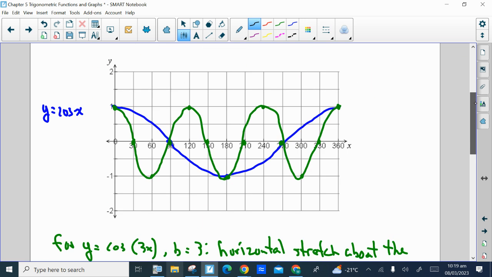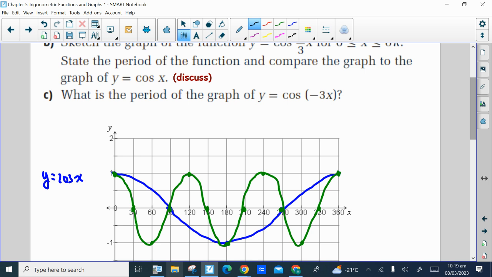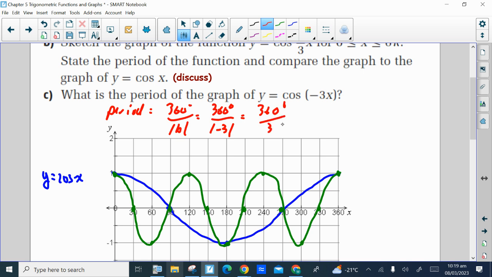Okay, and then part C above, what is the period for cosine of -3x? Well, it'll be the same as the period for cos 3x, because the period is always found by taking either 360 degrees or 2 pi radians and dividing by the absolute value of b. Remember, the negative value of b will just reflect it over the y-axis. The period here is still 120 degrees. Okay?